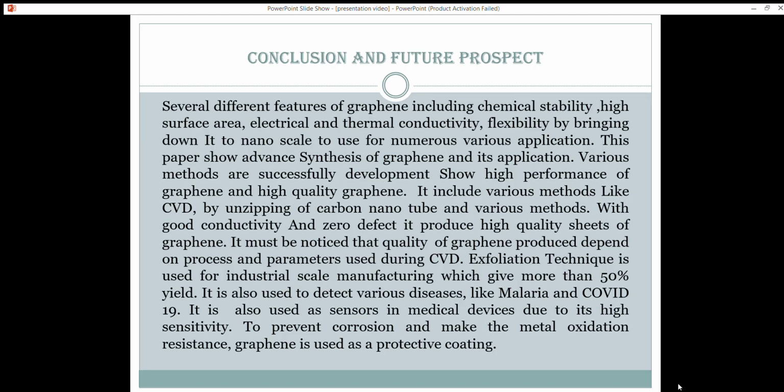The exfoliation technique is used for industrial scale manufacturing, which gives more than 50% yield. It is also used to detect various diseases like malaria and COVID-19. It is also used as a sensor in medical devices due to its high sensitivity. To prevent corrosion and make metal oxidation resistant, graphene is used as a protective coating.